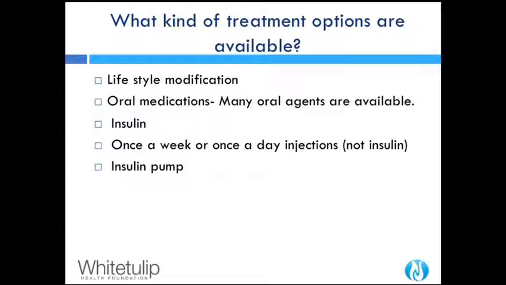What kind of treatment options are available? Lifestyle modification is always the first treatment choice. Some other treatment options include oral medications. Many oral agents are available. They have different benefits, so they should be tailored based on the patient's other risks and diseases. Insulin is the main treatment for type 1 diabetes patients and for some type 2 diabetes patients.